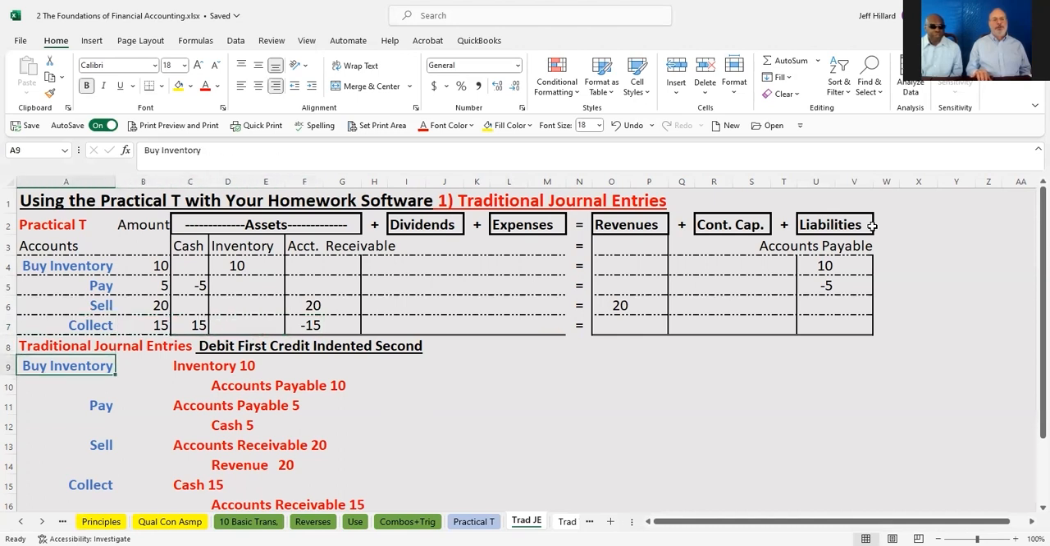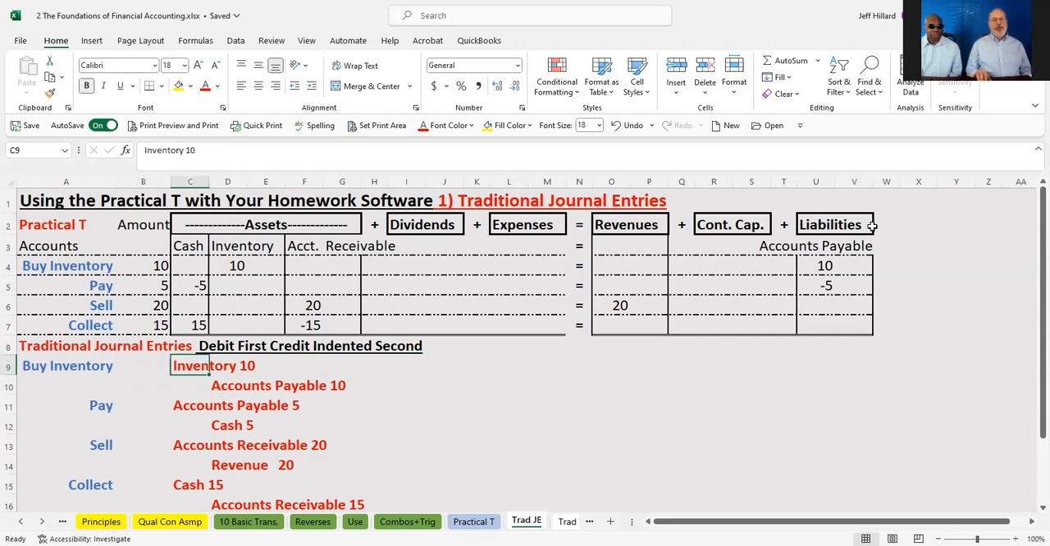The first one is traditional journal entries. Traditional journal entries are a manual bookkeeping form and format that hasn't changed since the monk invented it. So inventory. Well, first, the debit is always listed first, and the credit is always listed second. And of course, you have a date and a reference number and a description.